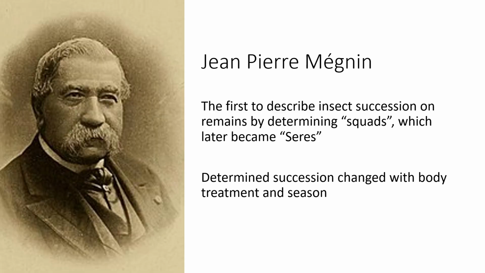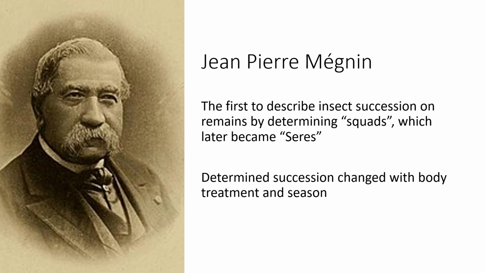Now, our understanding of who shows up at the carcass and when they show up actually started with a scientist named Jean-Pierre Menin, and he ended up describing the groups that came and when they showed up during decomposition as squads, which later on became seers. So throughout this video, I'm going to be calling them seers.